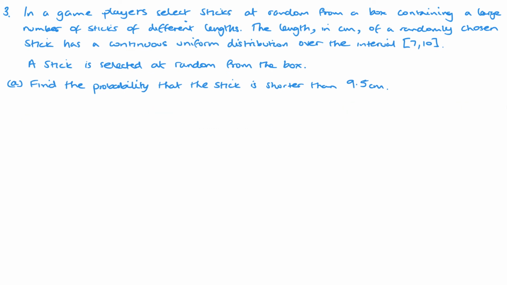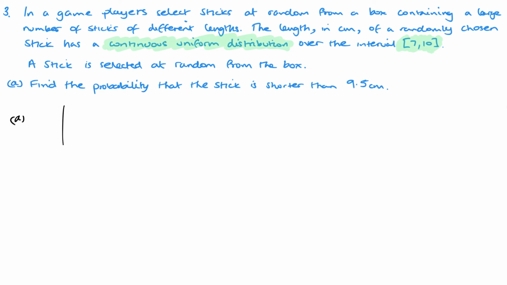Okay, let's have a little look at this question. So we can see again, obviously it's a continuous uniform distribution. That's what we're looking at in this video. But you do need to think about this in an exam. And we have the interval here between 7 and 10. A stick is selected at random from the box. Find the probability that the stick is shorter than 9.5 centimeters.